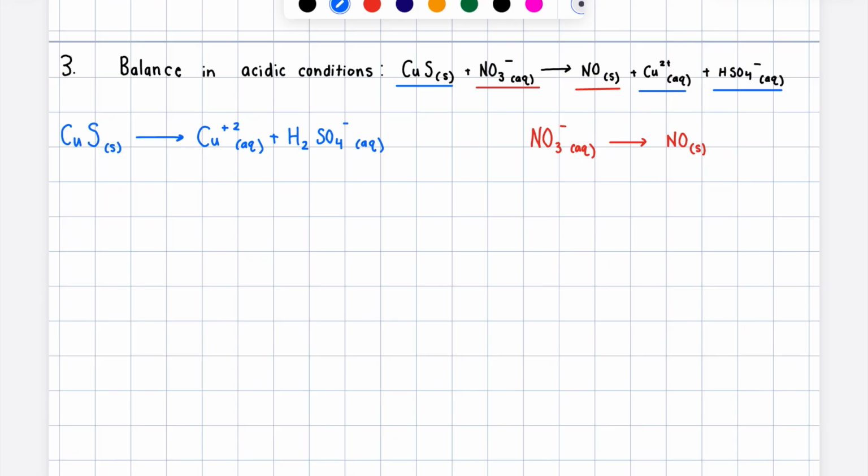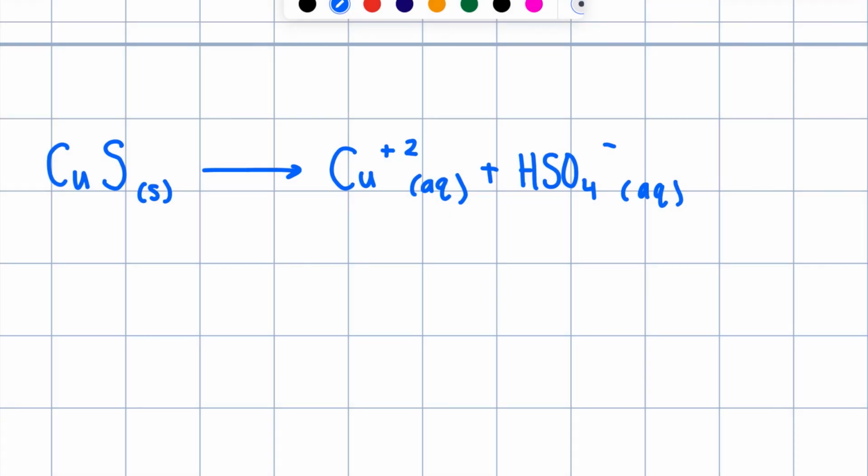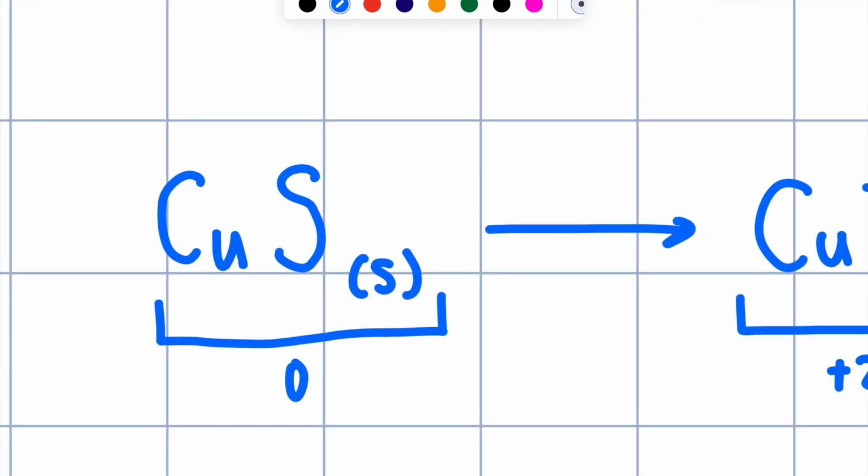In order to determine if it's oxidation or reduction, we need to again look at the charges of the atoms within the compounds. Starting with copper sulfide, we see that this compound is in its free state, so the overall charge of the compound is 0. The copper 2 ion is in its ion form, so it takes the charge of the ion, which in this case is a +2. Finally, looking at the hydrogen sulfate, it has an overall charge of -1.